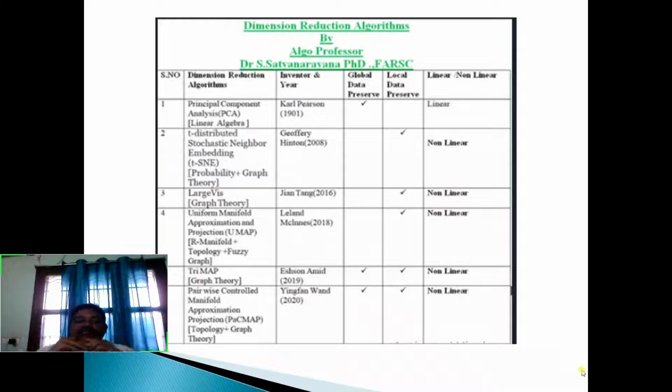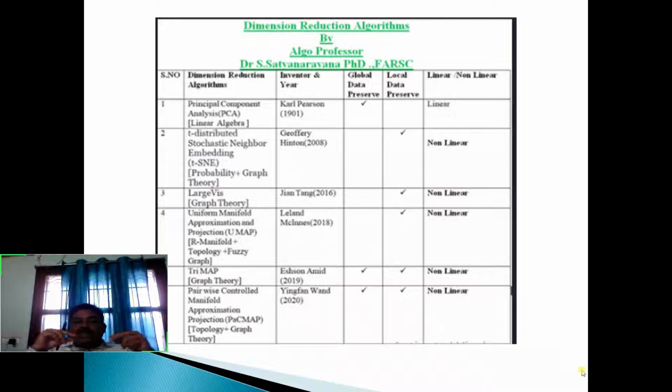Next we discuss LargeVis, a graph theory model completely. They focus only on local data preservation. It was found in 2016. In 2018, the mathematician Leland McInnes discussed a powerful model, the UMAP model.